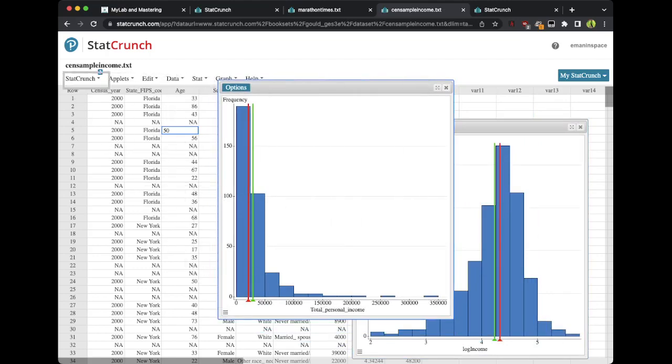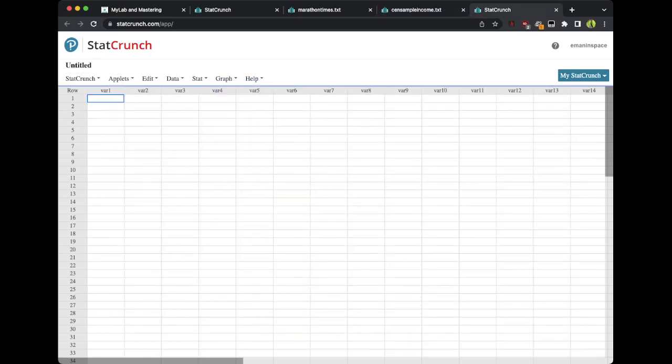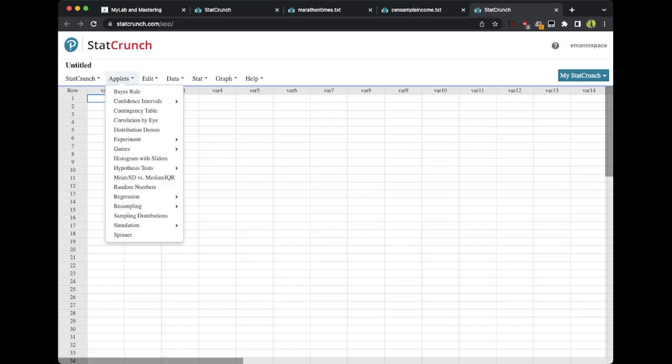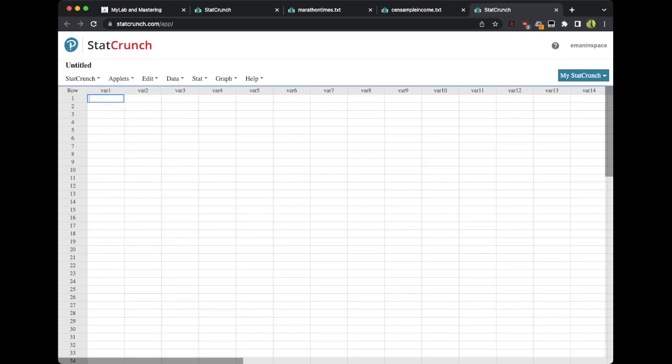Okay, so let's talk about the effects of outliers on your data. What I'm going to do is make up some data here. Our variable is going to be the number of times that you go to the bathroom each day. So, bathroom breaks.